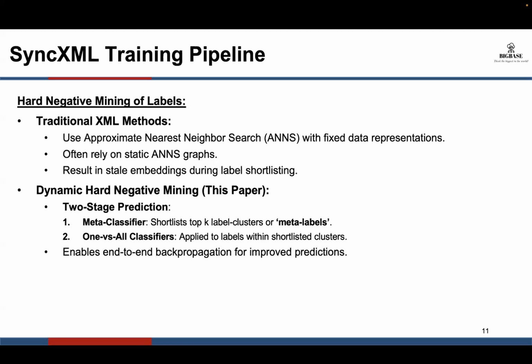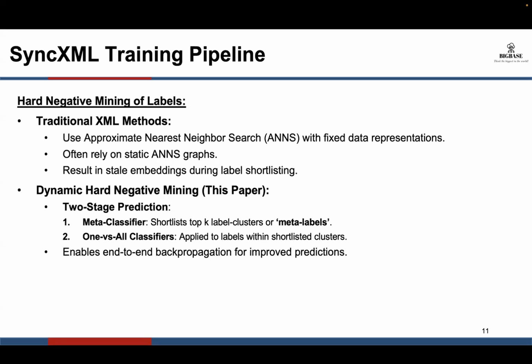And then this is the training pipeline that they propose to make the InceptionXML encoder more effective. Because what was described until now can scale to datasets with hundreds of thousands of labels, but it needs to be scaled up to millions of labels without requiring so many hardware resources. The proposed SyncXML training pipeline improves the existing hard negative mining for datasets with millions of labels, and it is dynamic also. For the hard negative mining of labels, XML methods use the graph that I mentioned, but with fixed representations of data points, and they don't explore dynamic hard negative mining much, and the model ends up using stale embeddings to create the shortlist, which is not good.